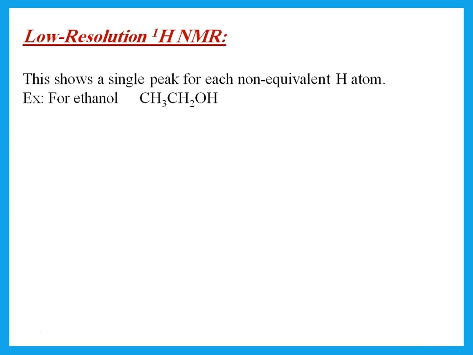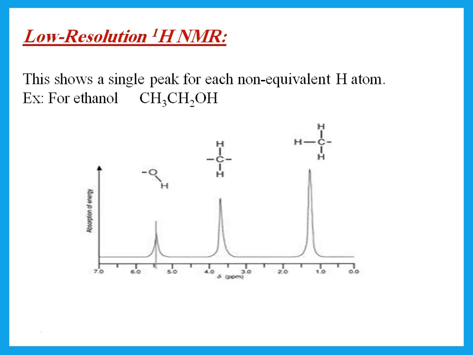So if I have, for example, a low resolution proton NMR for ethanol, how many different types of hydrogens do I have in ethanol? I have the hydrogen of the CH3, I have the other hydrogens of the CH2, and I have the hydrogen that is attached to the OH. In the low resolution NMR, I will have a single peak for each of them. And the one that is nearer to the electronegative element is further to the left.